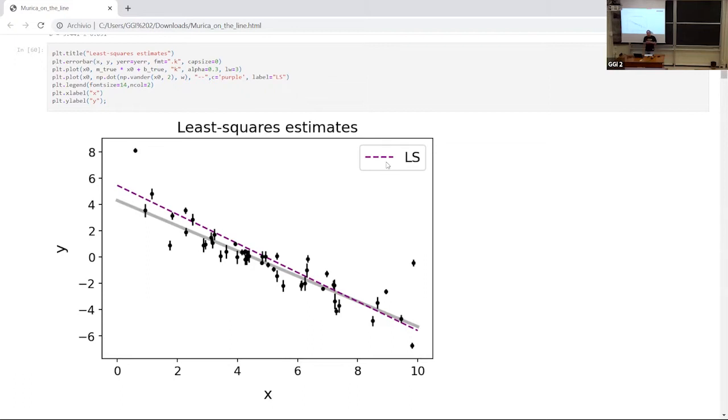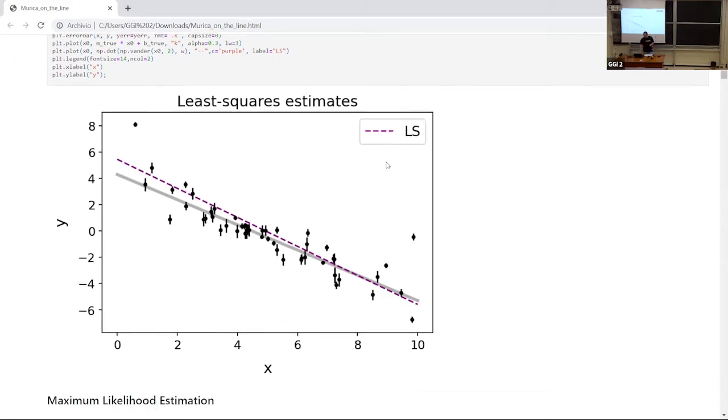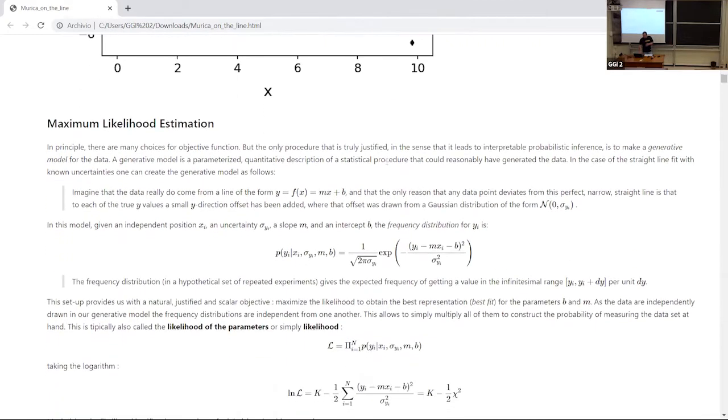And a way to do so is basically to take into account another fact in the generative process of creating this data. So imagine that really the data come from a line, and the points deviate from a perfect line because they have some Gaussian uncertainty in the epsilon direction that is parameterized by the Gaussian that I introduced there. So if I imagine this generative process of creating the data, I can define a function that defines the probability of getting a point in an infinitesimal range of y.